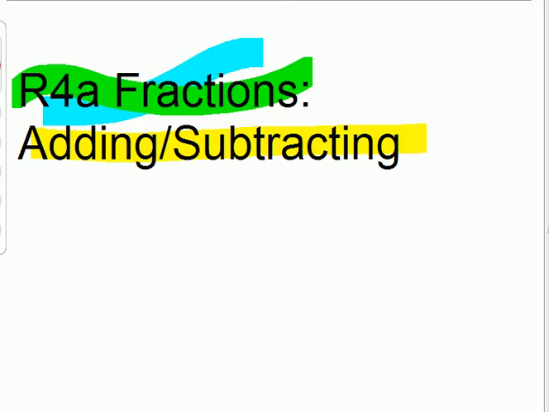R4a. Now we will be adding and subtracting fractions. And if I said, what's the difference between adding and subtracting fractions and multiplying and dividing fractions? Many of you will say, well, you do need a common denominator when you're adding and subtracting fractions. So let's take a look at that.